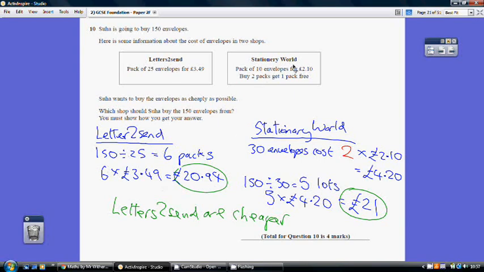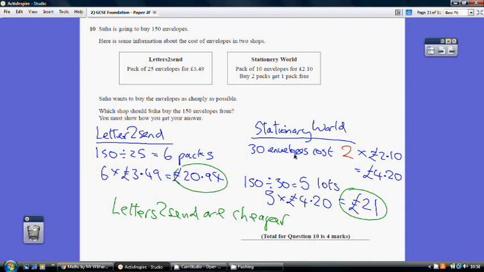Now for Stationery World, a pack of 10 envelopes is £2.10. You buy one, you get one free. So we need 30 envelopes. Think about what 30 envelopes is going to cost us. 30 envelopes is going to be 3 packs, isn't it? Because we get 10 envelopes in a pack.